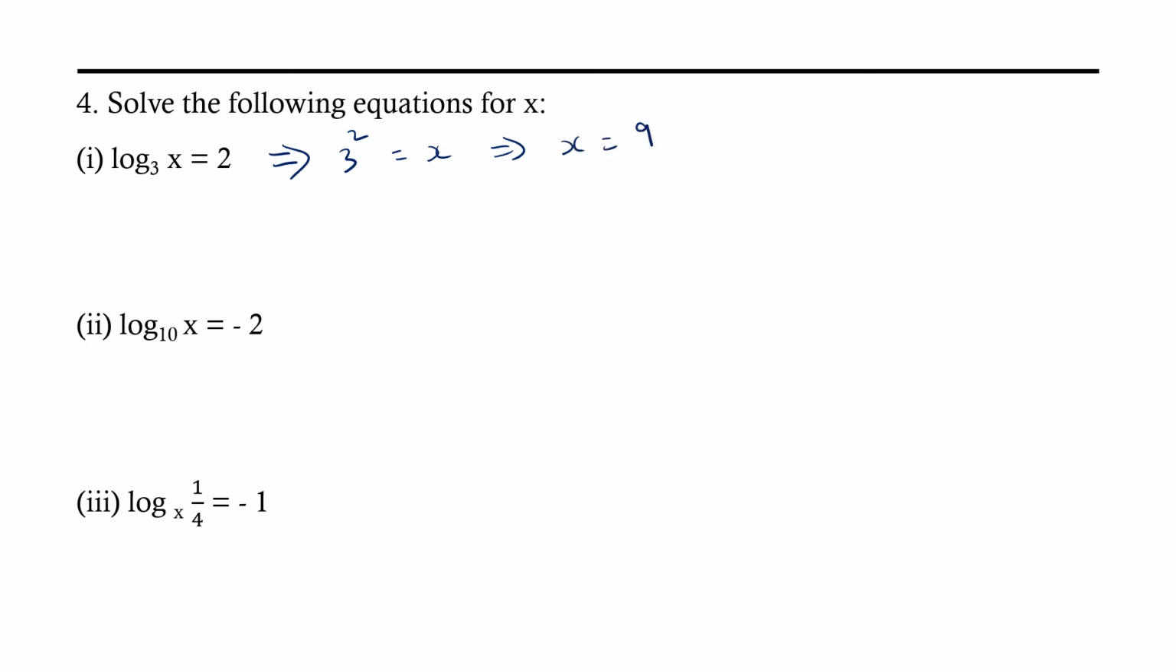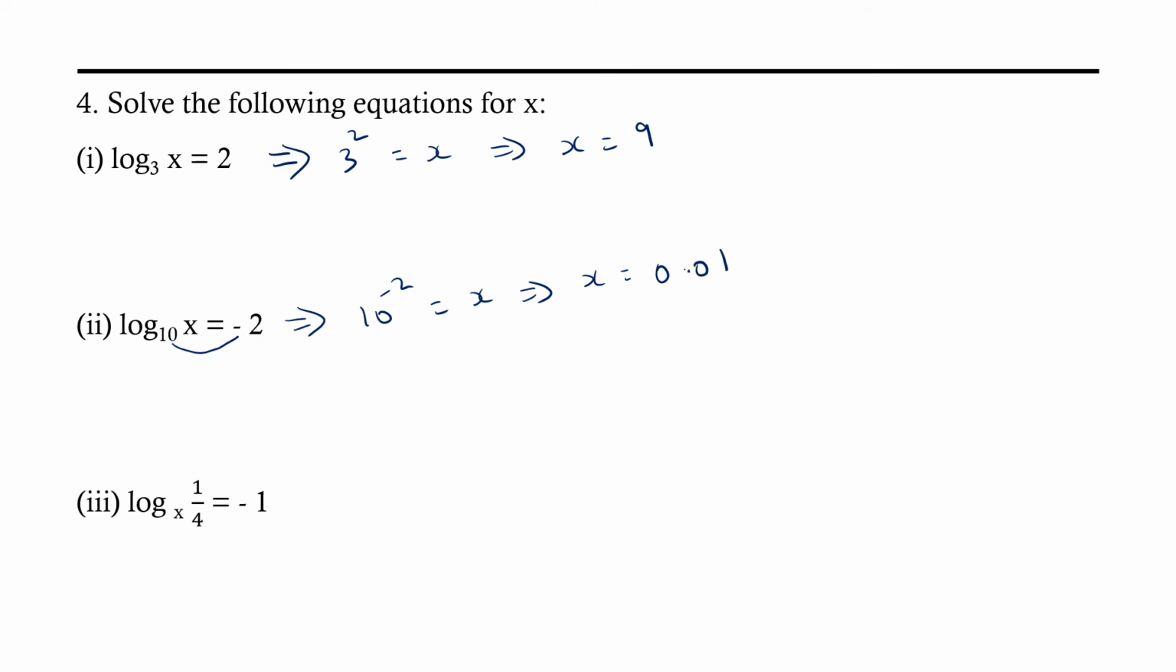The next one, log x to the base 10 is equal to minus 2. This is nothing but we have 10 raised to minus 2 is equal to x, or we have x is equal to 10 raised to minus 2. It is nothing but it is 0.01.